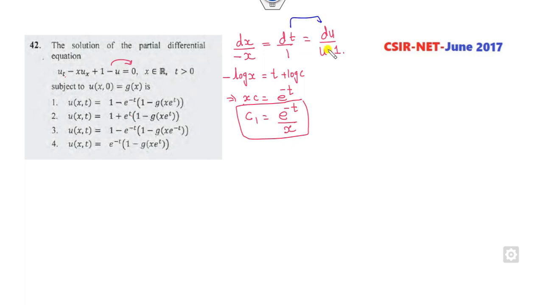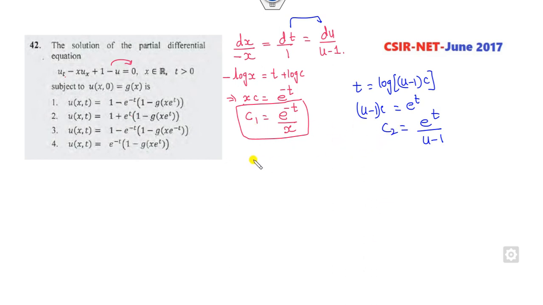Look at these two pairs. If you integrate them, your t is log of u minus 1 of c. So I can say u minus 1 of c is e raised to power t. Second constant is e raised to power t over u minus 1. Now both the solutions are there.